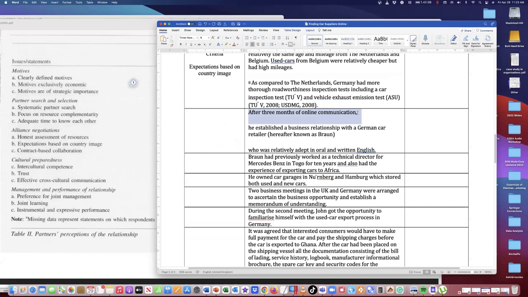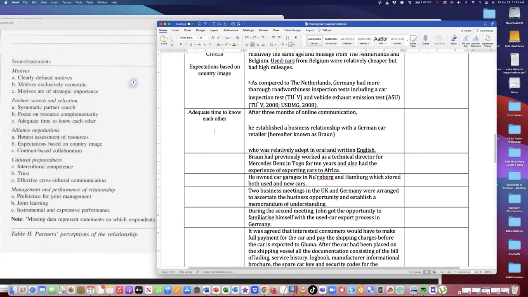Effective cross-cultural communication. After three months of online communication. Online assessment of issues. No. Time. This is about time. Adequate time to do it. Adequate time to use. Exam conditions. If it's like the exam, we can do group work. You do group work in the exam.